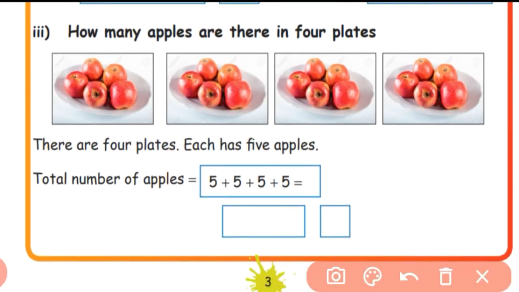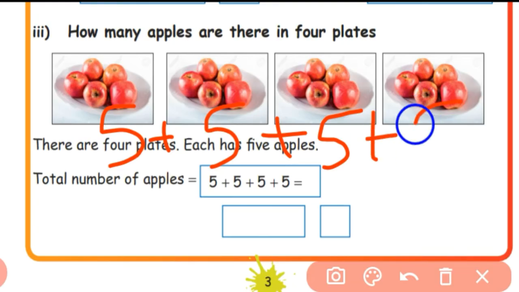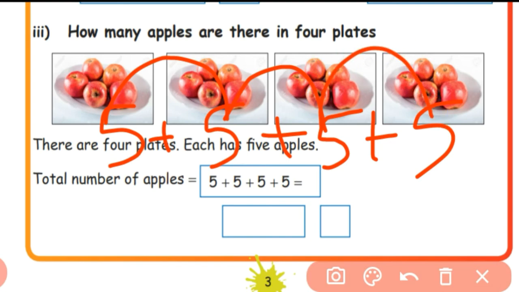Next, how many apples are there in 4 plates? See, here there are 4 plates. In each plate there are 5 apples. 5 plus 5 plus 5 plus 5. 5 plus 5, 10. 10 plus 5, 15. 15 plus 5, 20. So total number of apples is 20.